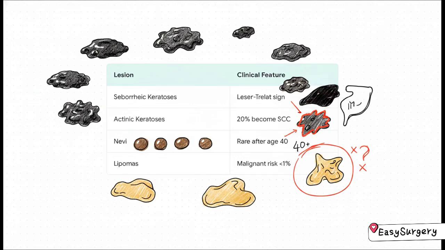For nevi, the key rule of thumb is that junctional nevi rarely develop after age 40. So if you see a new one pop up, treat it as highly suspicious for melanoma risk. And finally, lipomas. Sure, they're literally the most common human neoplasm, but their malignant potential is incredibly low. We're talking less than 1%.